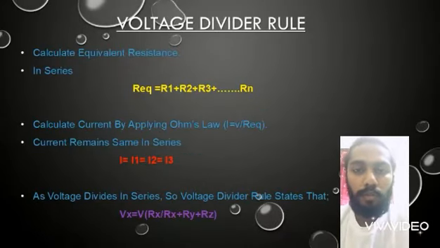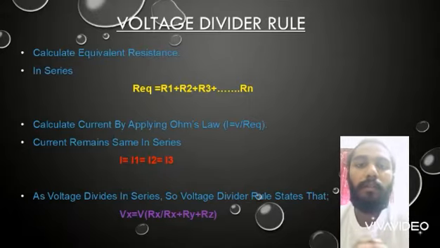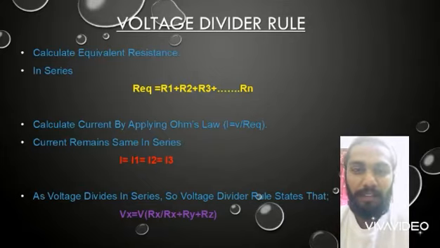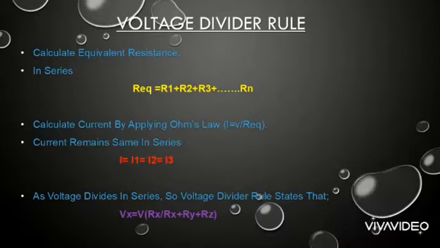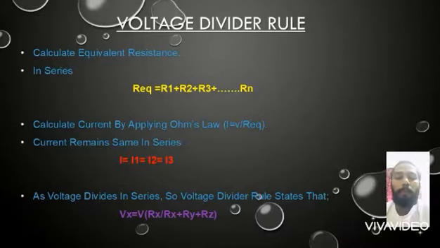Okay, so what is the voltage divider rule? The voltage divider rule calculates the equivalent resistance in a series circuit. So the formula for R equivalent is R1 plus R2 plus R3, equal to the sum of the branches. Then calculate the current by applying Ohm's law, I equals V over R equivalent, where I is current and V is voltage.